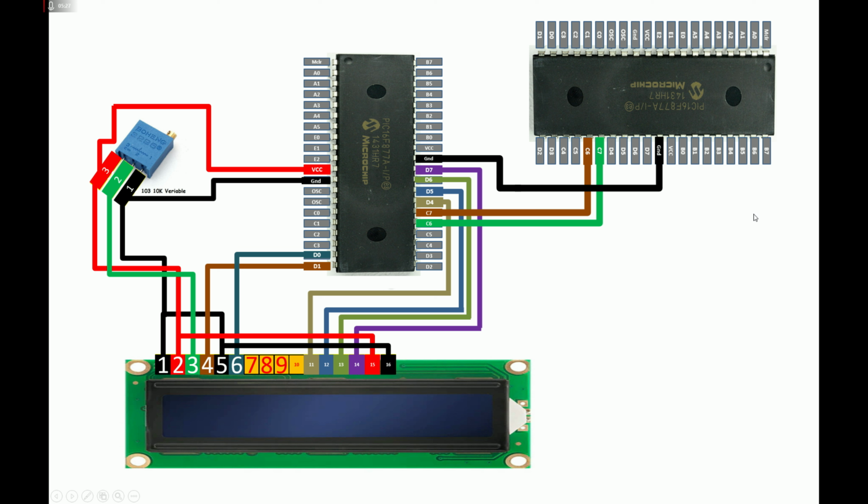Now guys, you can see this is our total hardware. This PIC will be the transmitter PIC. We will send a character from this PIC to this PIC. We will read the character over there over the UART port.